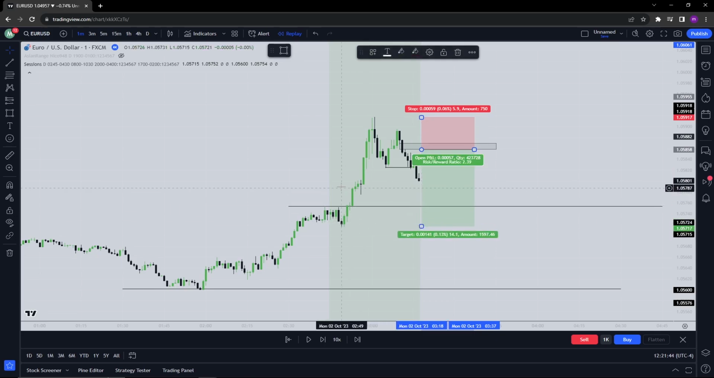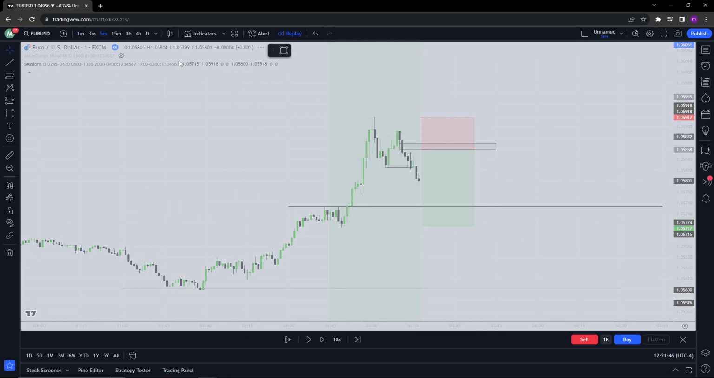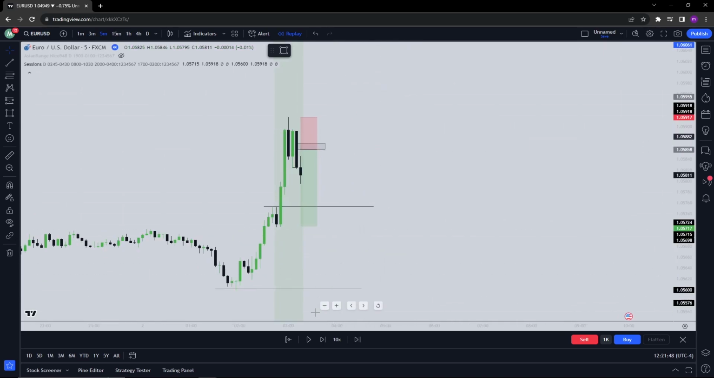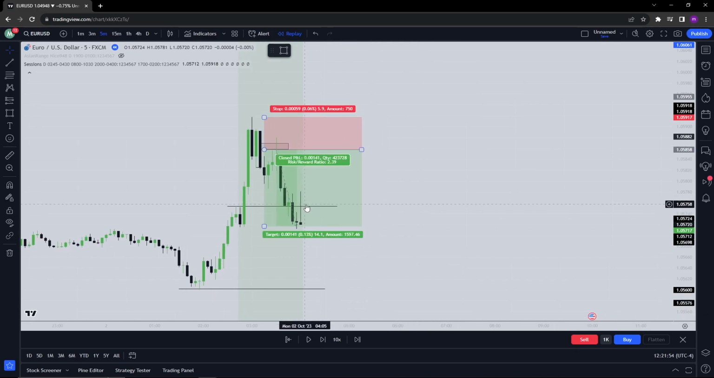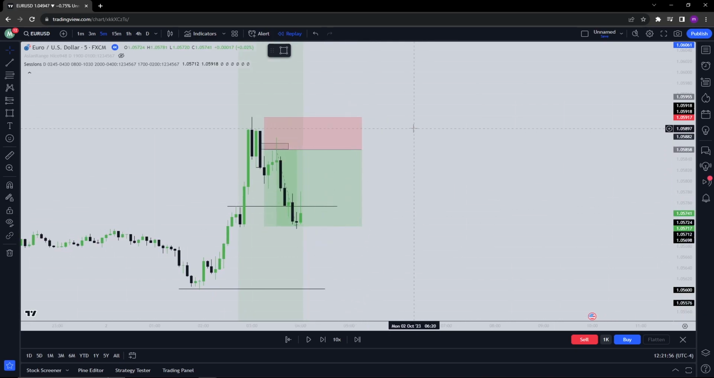Now, I target this liquidity right over here. If I now play the market out, you can see we are tapped in and the market gives us our take profit. Now, it's as simple as that. It's very similar to any of ICT's Judas swing, silver bullet, New York kill zone models. It is very, very similar to all those models, but it just has a specific twist on it.